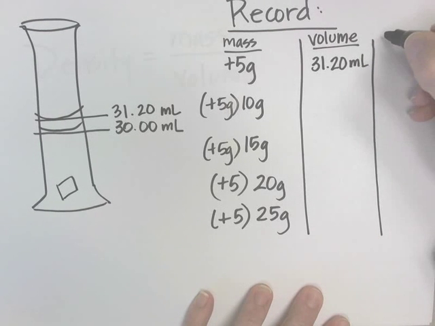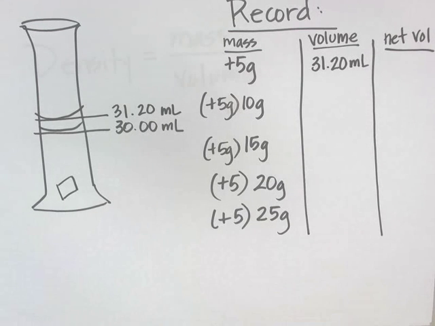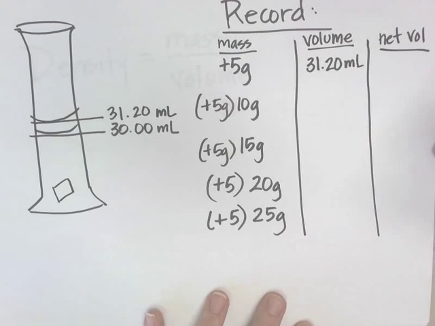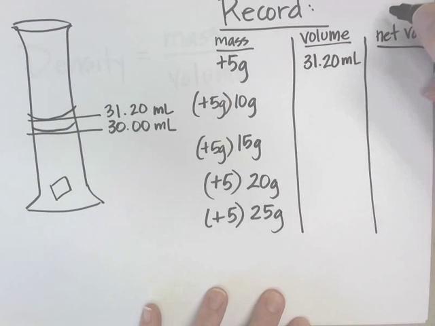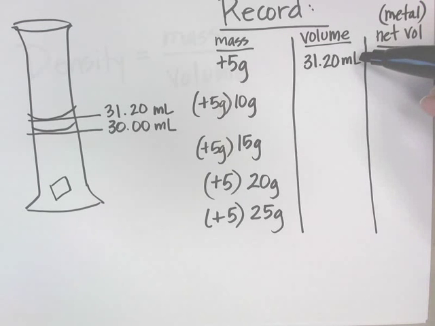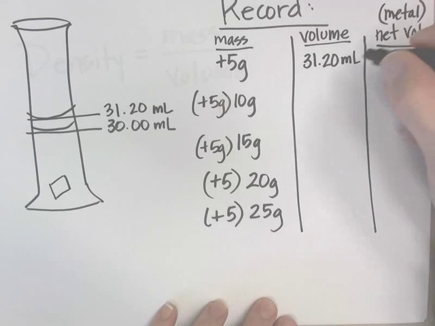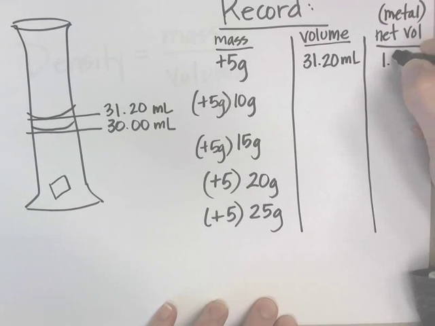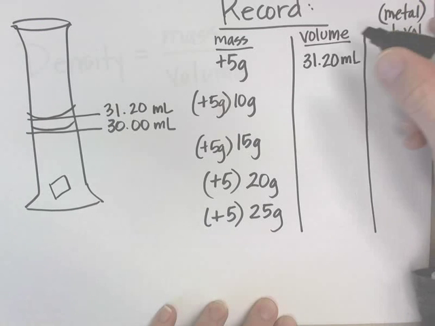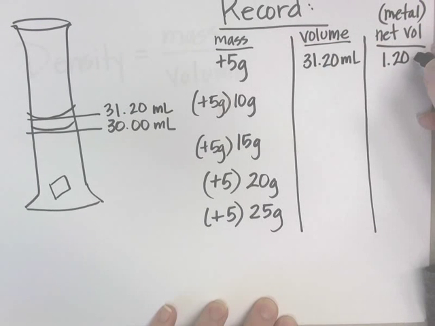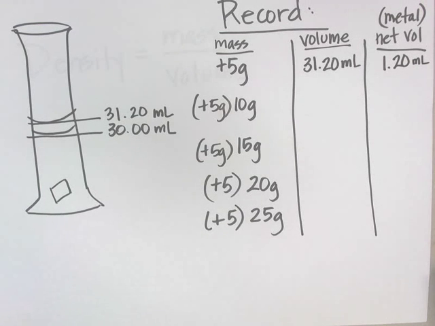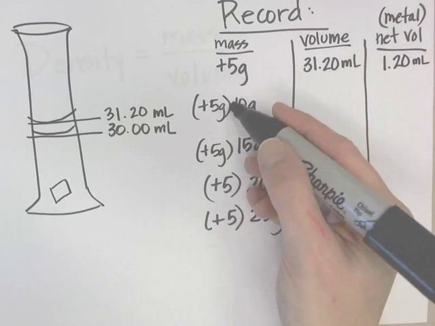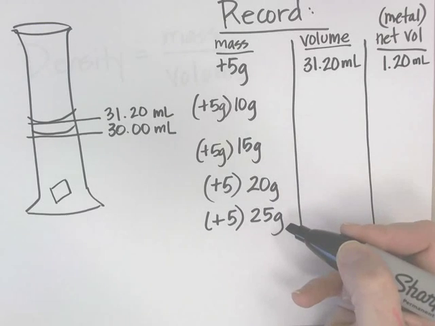So you are asked in Late Night Labs to record something called the net volume, and you're actually going to calculate it. That means the volume of just the metal only. So we're going to take the volume and subtract out the 30 milliliters of water, and that tells me that the volume of 5 grams of metal is 1.20 milliliters. Obviously, you're going to continue this until you've added 25 grams of metal.